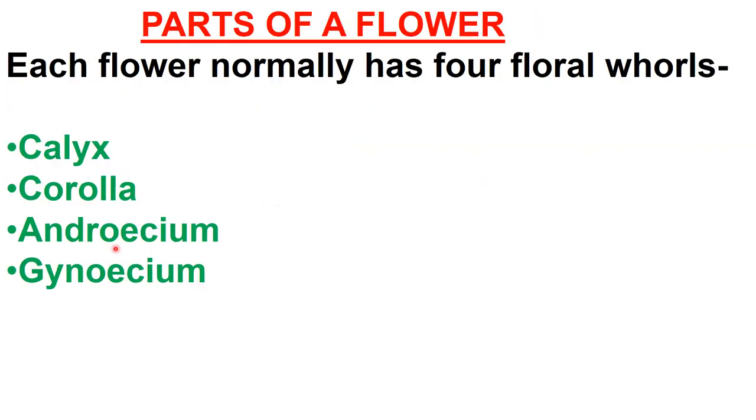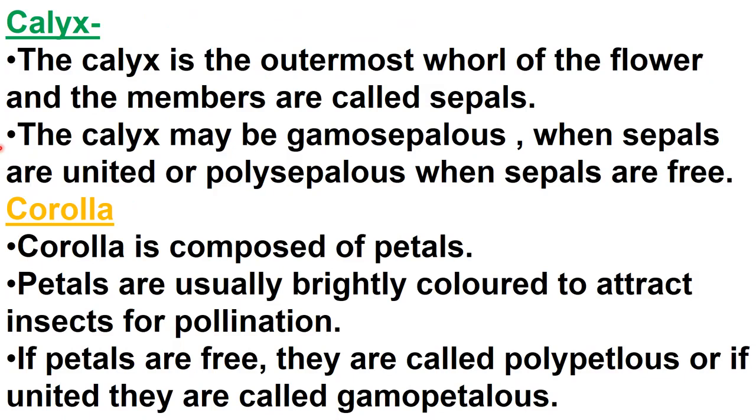Now the next topic is parts of a flower. Each flower normally has 4 floral whorls, and these are calyx, corolla, androecium and gynoecium. Now let's start with the calyx. The calyx is the outermost whorl of the flower, and its members are called sepals. The outermost whorl of the flower is called calyx, and it is protective in nature.